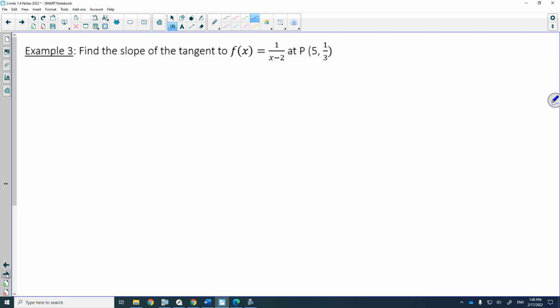So it says find the slope of the tangent to f(x) at this point. So again, this is our curve. This is the given point on the curve, and we're going to find the slope of the tangent going through that point. So this is going to be my a value, and this is going to be f(a).